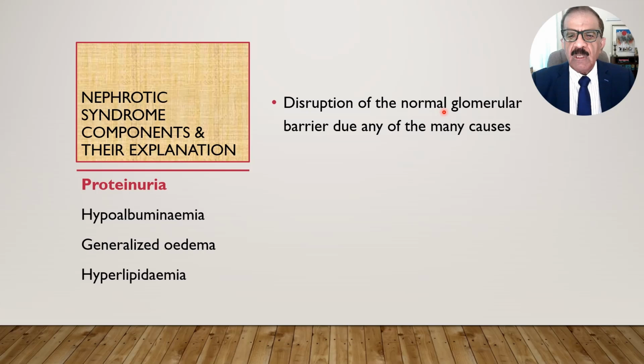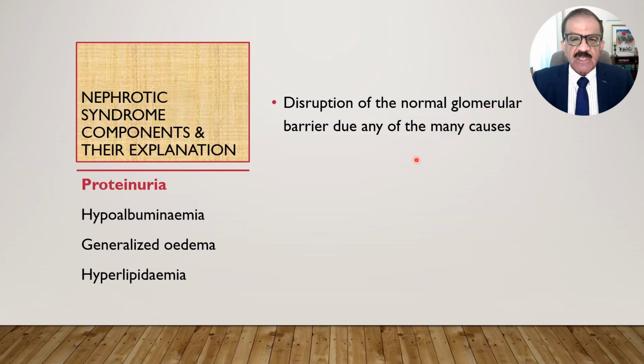Disruption of the normal glomerular barrier due to any of many causes. Now, in my introductory lecture, I told you that the glomerulus has very small fenestrations on the endothelial capillaries. They allow only the fluid and the electrolytes. They do not allow large proteins, they do not allow any cells, and they do not allow even albumin. A very small amount of albumin may leak into the glomerulus, but that is reabsorbed. As a result, almost nil albumin appears in the urine.